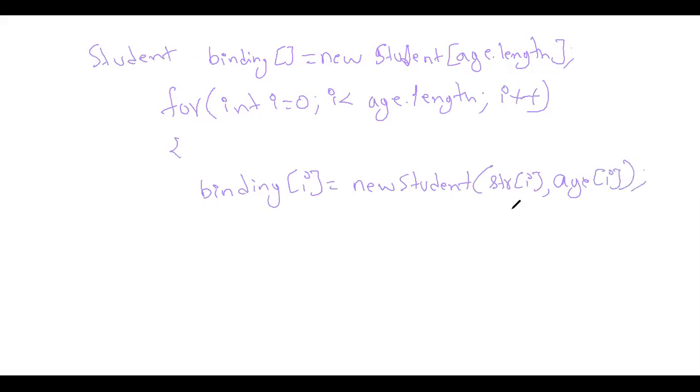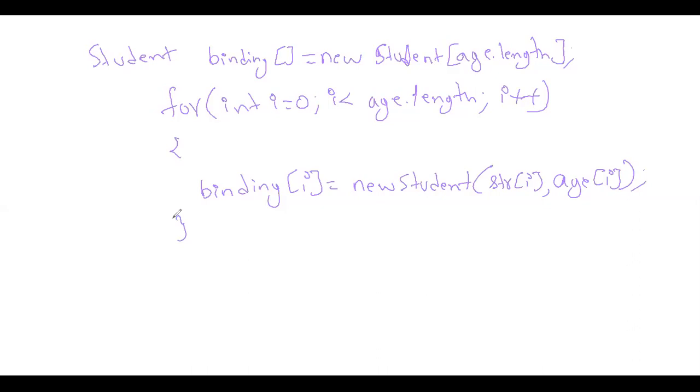What you're doing is, when your i value is 0, str of 0 and age of 0 are bound and given to binding of 0. Then i becomes 1, so str of 1 and age of 1 are bound and given to binding of 1. I hope you're able to think how it is going. So everything is stored in binding now. This is the part where you have to bind.